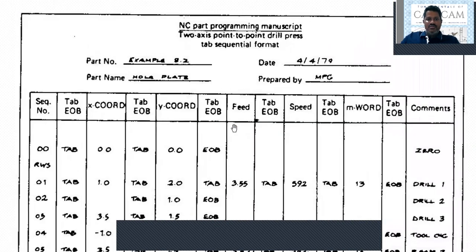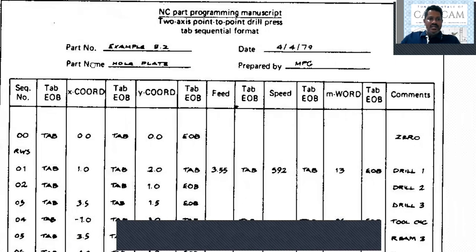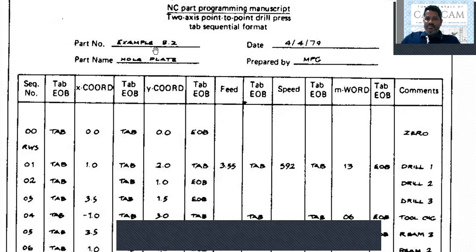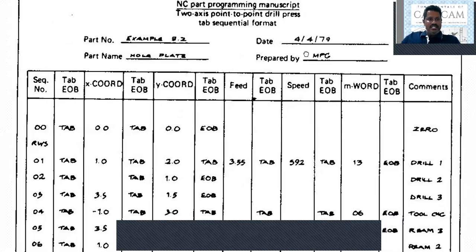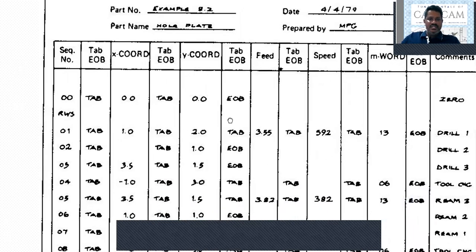Now you can see this is a sample of an NC part programming manuscript. This documents the part program, part number, then the date, part name, and prepared by. All these will be documented. As you can observe here, the sequence number, this is the first step. In this case, it is going to be a number, yes, it is 00 now.